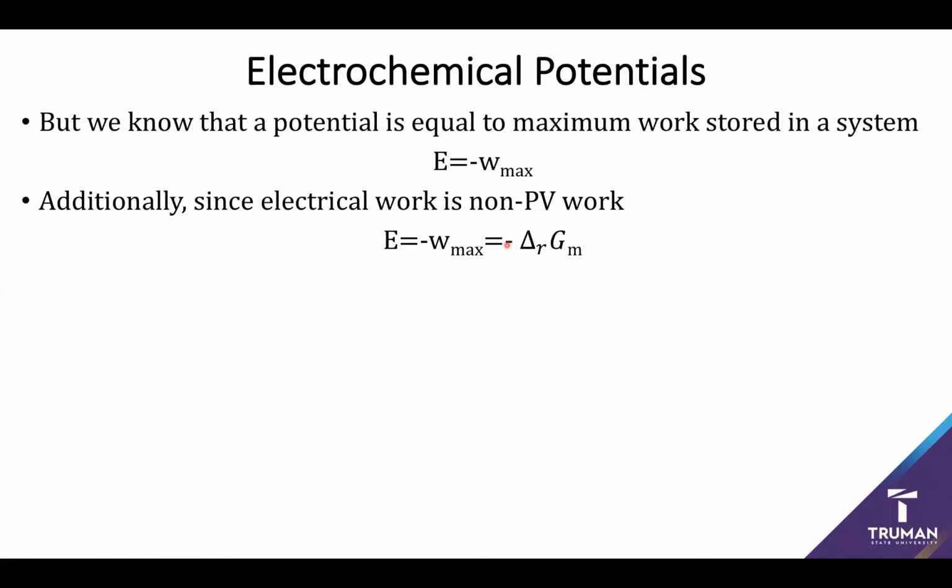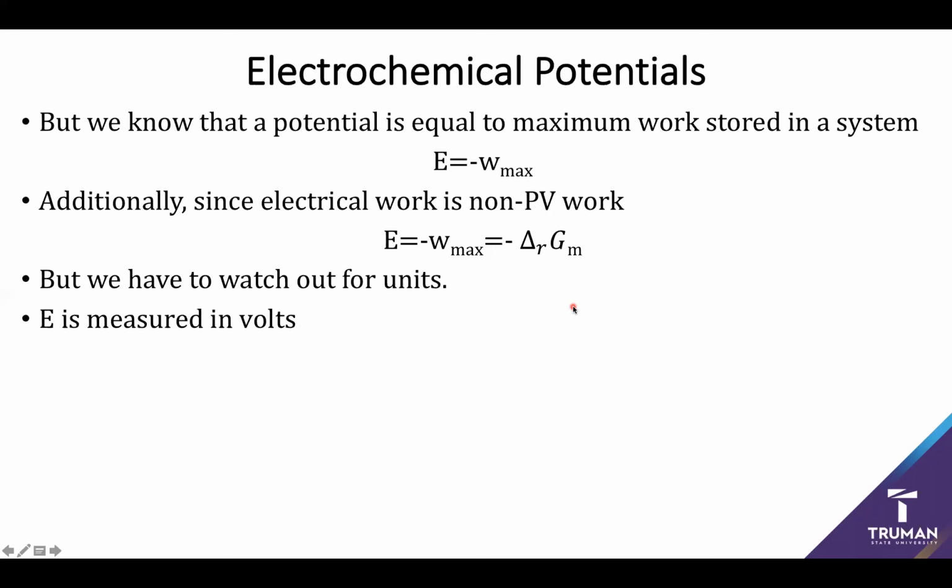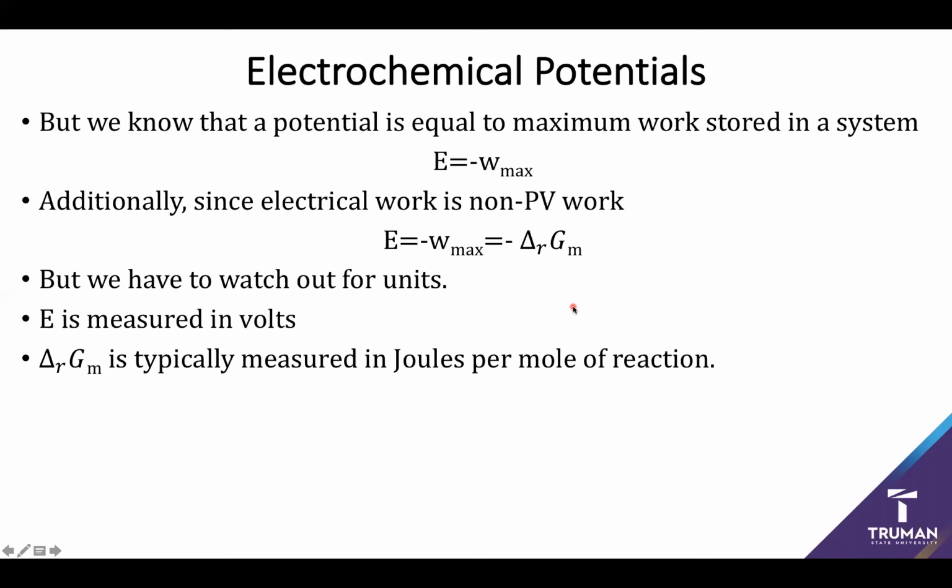And this is the major idea behind electrochemistry. The measured potential is equal to the negative of the Gibbs free energy of reaction. But we have to watch out for one major issue, and that mostly comes down to units. Our potential is measured in volts, whereas our Gibbs free energy is typically measured in joules or kilojoules per mole of reaction. These two units don't match up nearly as nicely as we'd like, so I need a way to equate these two terms.